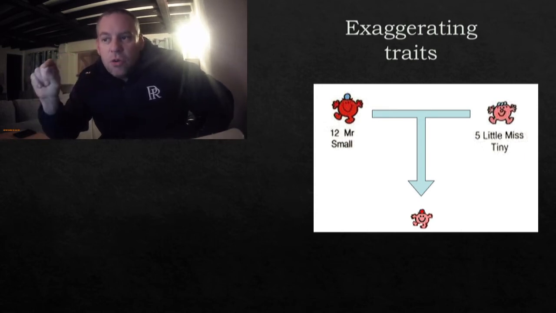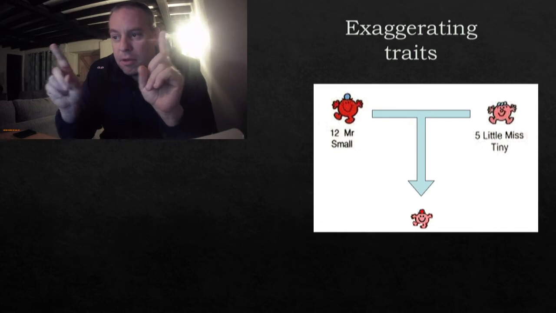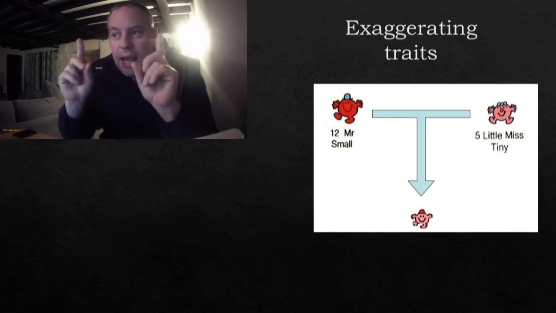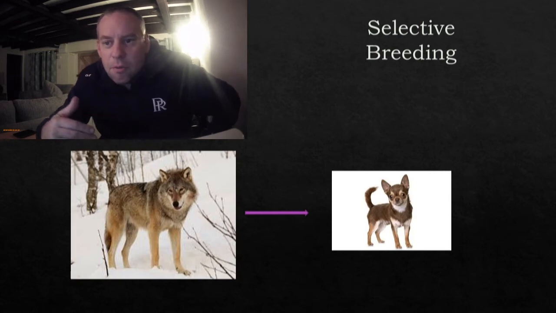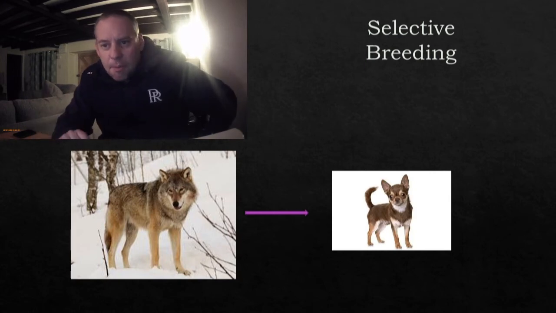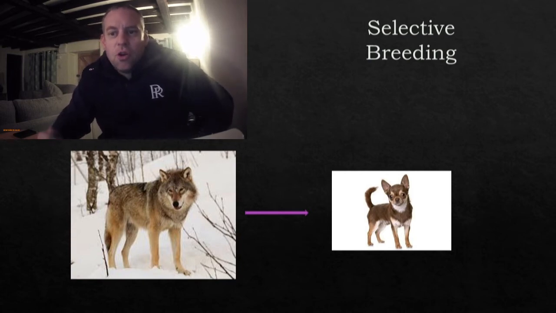So if I choose a trait that I want, and I mate two organisms, a male and a female, that both contain that trait, then that trait can become exaggerated. Now, we've been using this for a long period of time. The example I'm going to give is the domestication of wolves, which happened about 35,000 BC. And so we look here, here is a wolf that was tamed by humans, and over time they have selected certain traits and they have bred those traits.